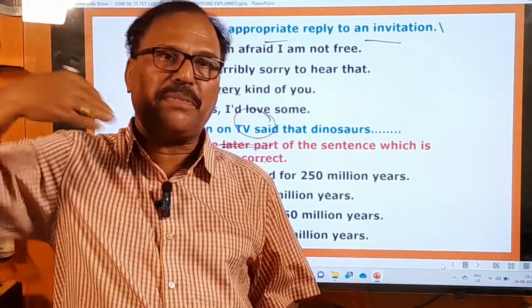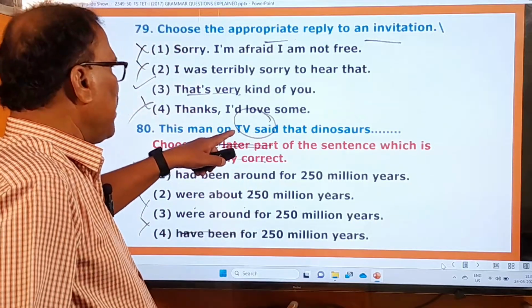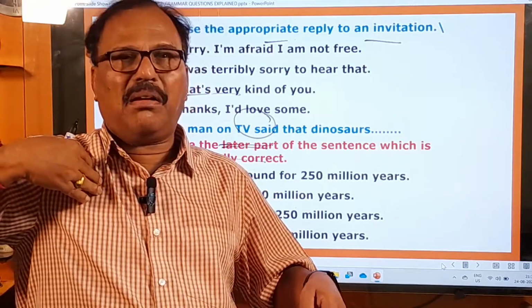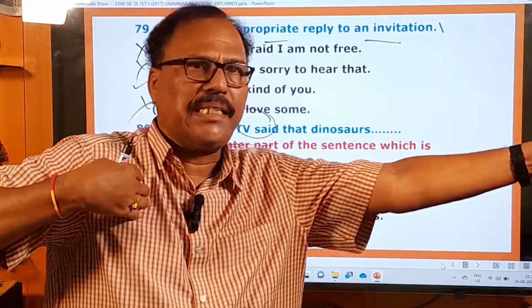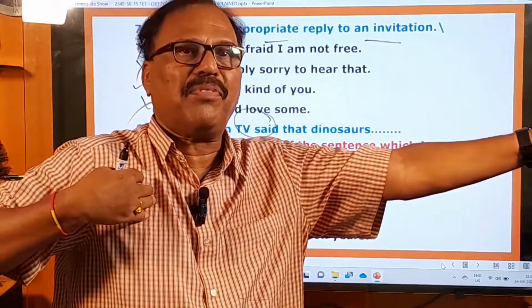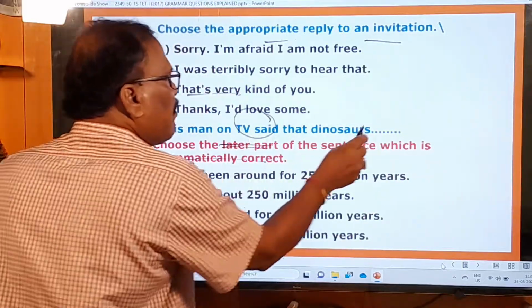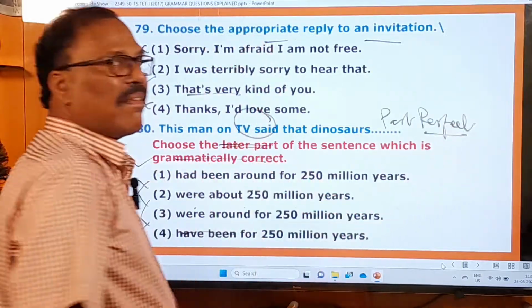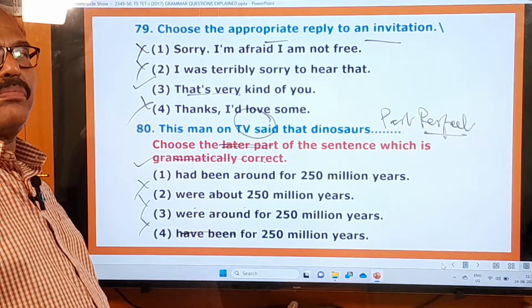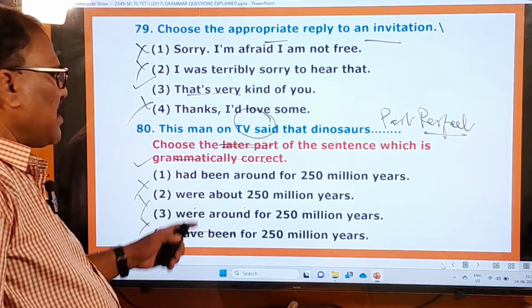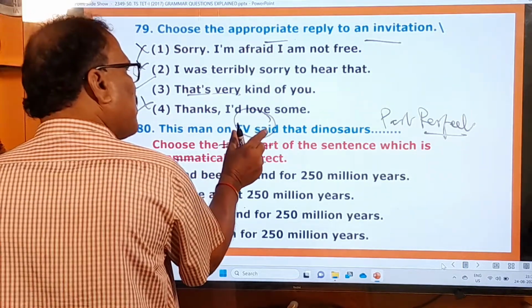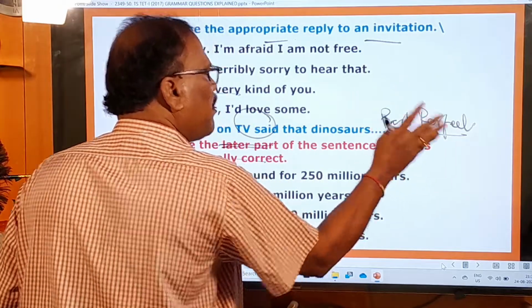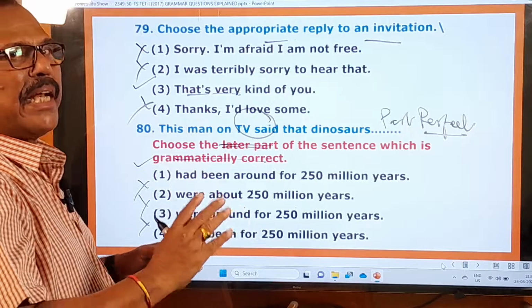When the sentence begins in the past tense, this is the main clause. So when there is simple past tense in the main clause, in the succeeding sentence or in the later part of the sentence, so here is the later part, there must be past perfect. There's a rule. Of course, you can also say past tense, but once there is past tense in the other part of the sentence, there must be past perfect. Then it will be grammatically correct.